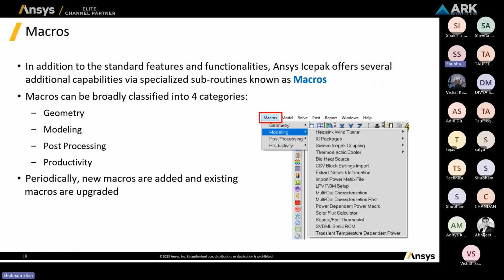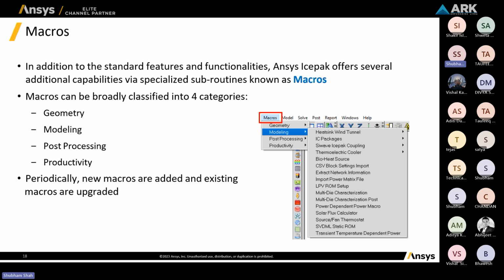Then coming towards the macros. So macros are the standard features and functionalities that Ansys Icepack offers via specialized subroutines, that are known as macros. Basically macros are divided into four parts: geometry, modeling, post-processing, and productivity. These are the four major macros which are present in Icepack Classic.